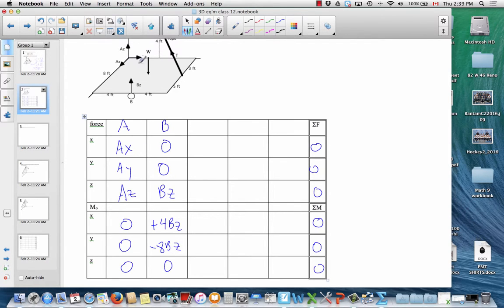Now, of course, you can do that using the cross product technique. You could do 8i plus 4j crossed with Bz in the k direction. You'd get the same result. But the scalar technique is faster.